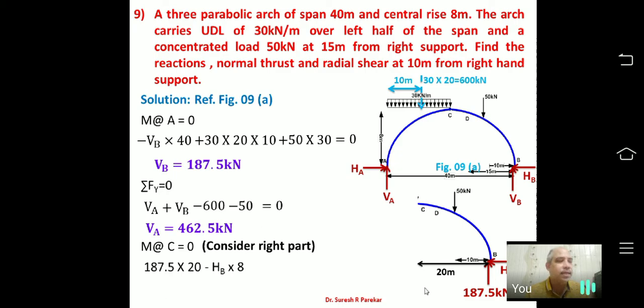Then we have minus HB into 8, and then we have due to 50, which is again minus 50 into 10, because we have clockwise minus and anti-clockwise plus, we have considered right part. So that is equal to 0, gives me value of HB 406.25 kilonewton towards the left, because we got value plus and we have assumed towards left, so our value is 406.25 kilonewton towards left.